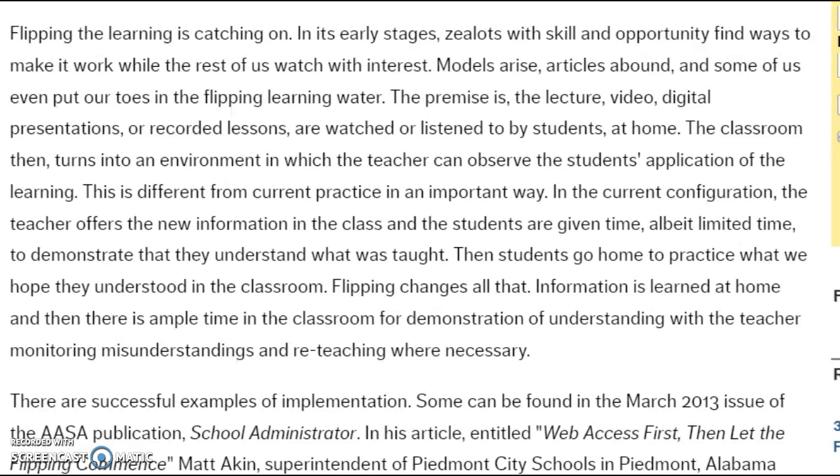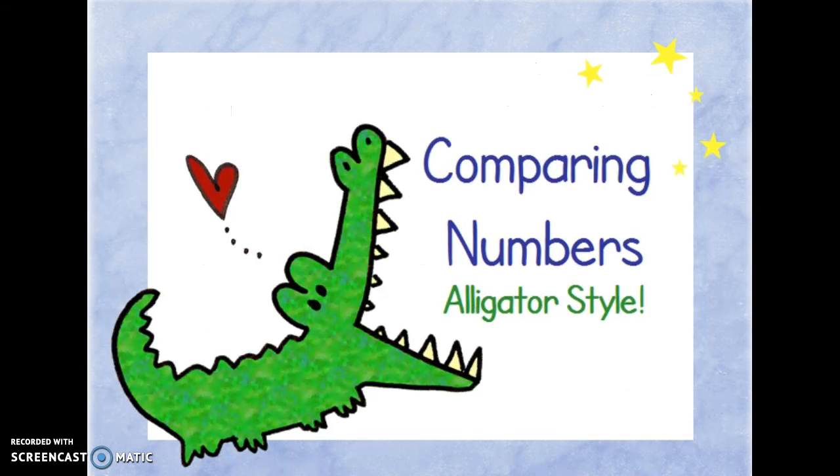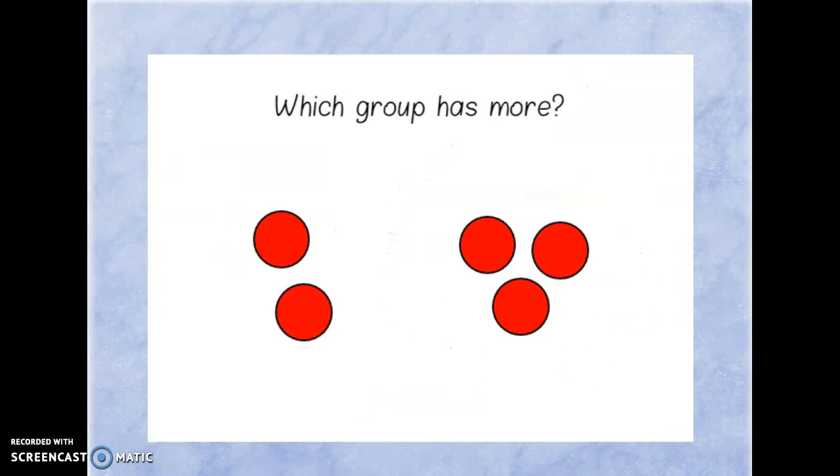This is a lesson that I would like to do in a flipped classroom, comparing numbers alligator style. We do this in kindergarten. This is one of the lessons that I will use in my upcoming math lesson. We start by teaching students how to count numbers. Which group has more? First, I'm going to count my dots. 1, 2, and 1, 2, 3. We know we're going to ask our students which group has more, 2 or 3. 3 is more.